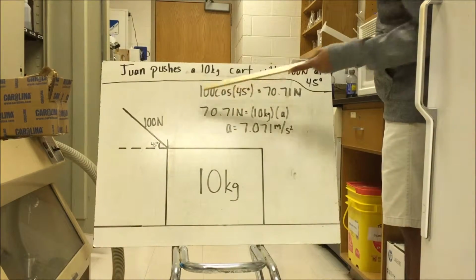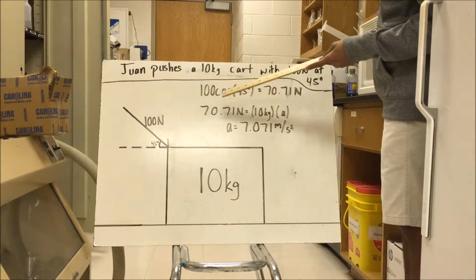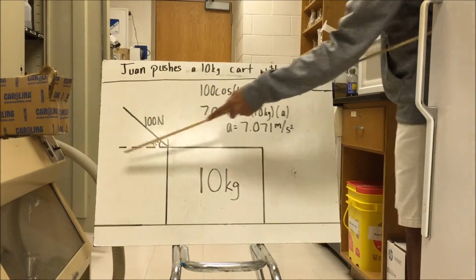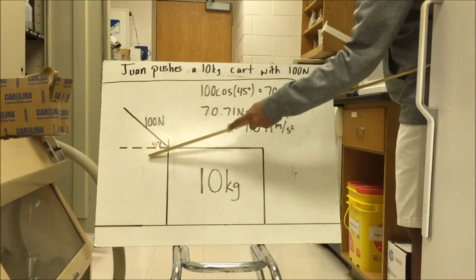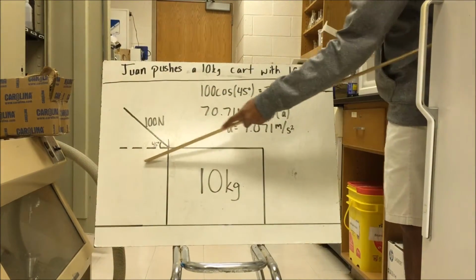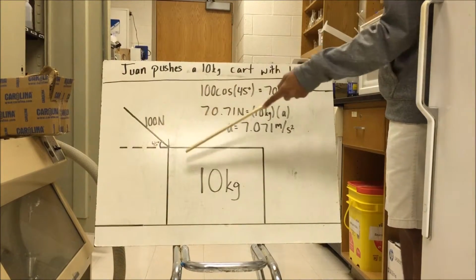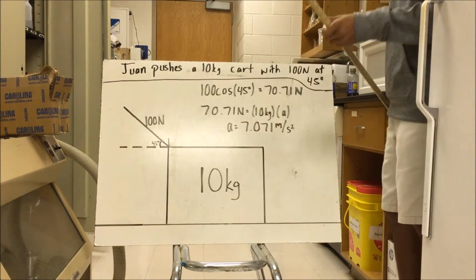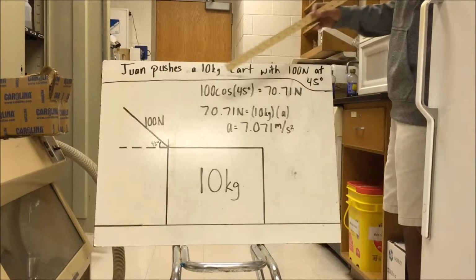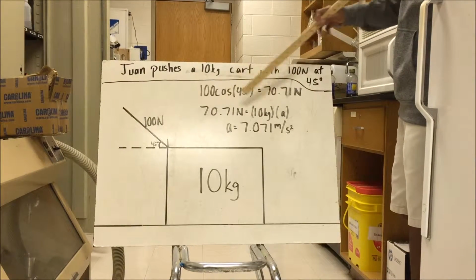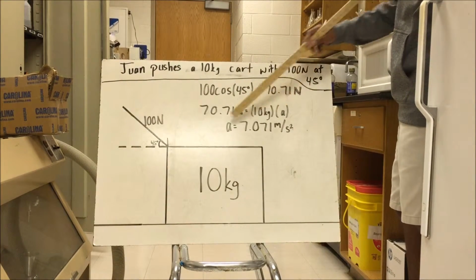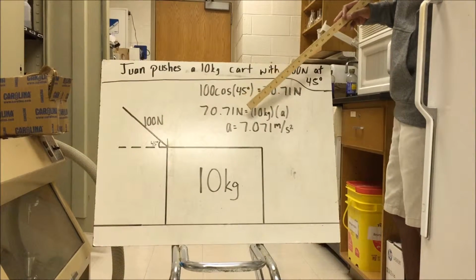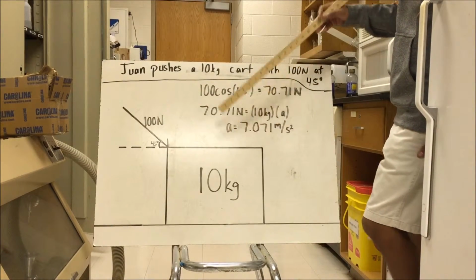And so to do that, we did cosine of 45 times 100, so that we get that there's 70.71 newtons of force in the x direction. And using the equation force equals mass times acceleration, we have force and the mass of the cart. We solved that the acceleration of the cart would be 7.071 meters per second squared.